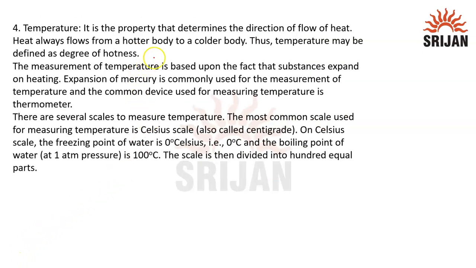Now the fourth one is temperature. Temperature is the property that determines the direction of flow of heat, and we know that heat always flows from a hotter body to a colder body. So temperature may be defined as the degree of hotness. Measurement of temperature is based upon the fact that substances expand on heating. Expansion of mercury is commonly used for the measurement of temperature, and the common device used for measuring temperature is the thermometer. And there are many scales which are used to measure temperature.